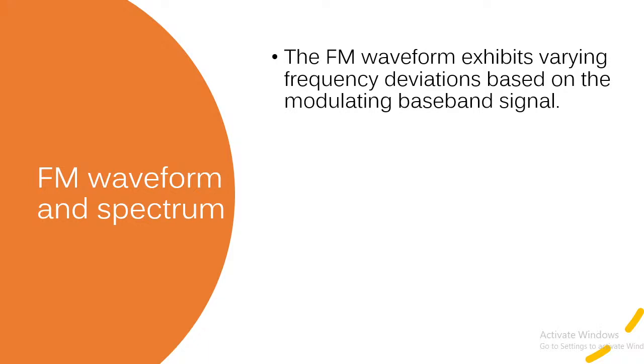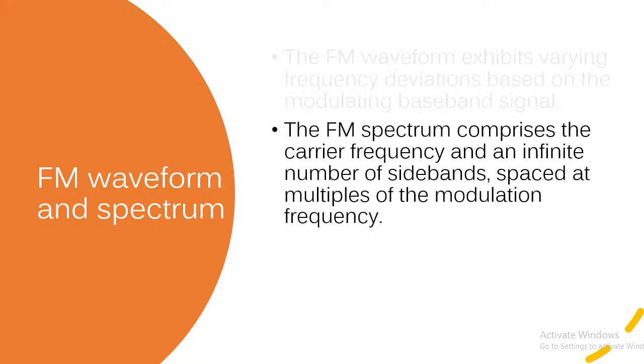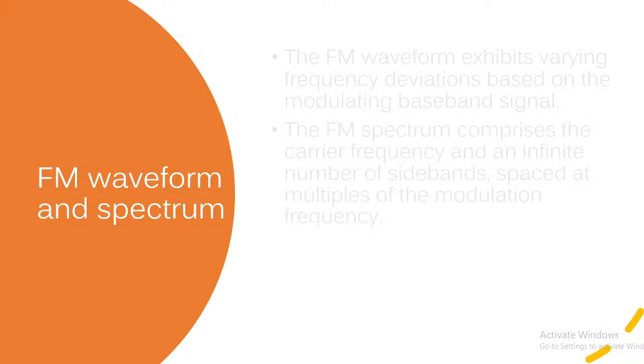Next. The FM waveform exhibits varying frequency deviations based on the modulating baseband signal. So the spectrum comprises the carrier frequency and an infinite number of sidebands. In amplitude modulation, there are two sidebands. Here, there are an infinite number of sidebands, spaced at multiples of the modulation frequency.